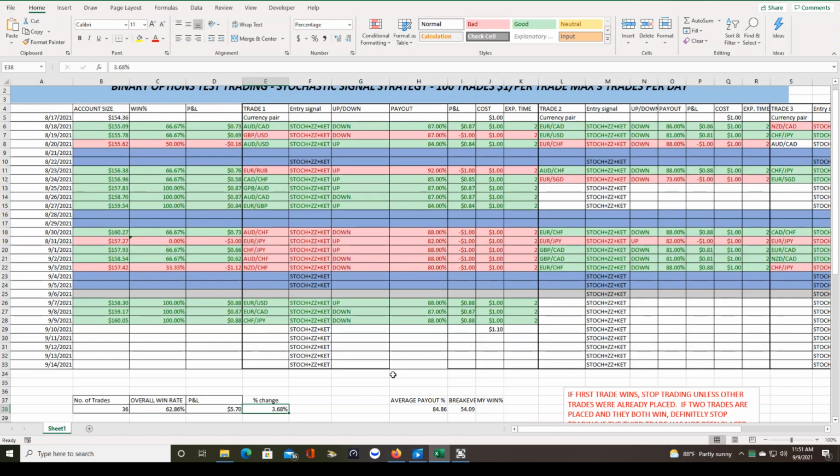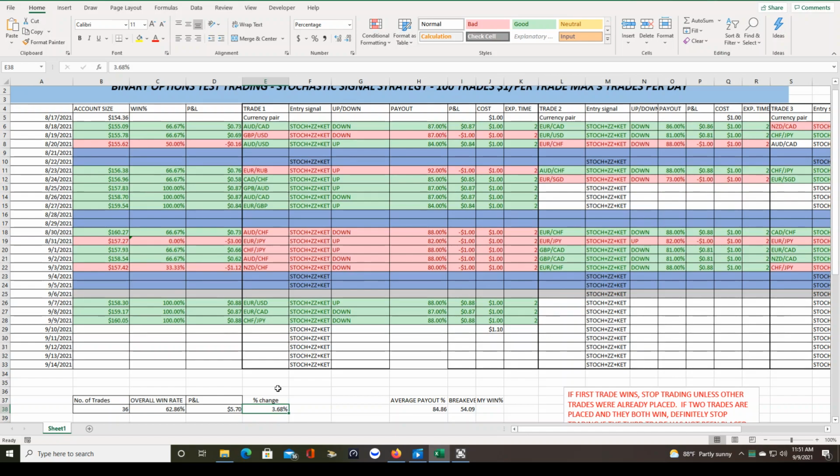So here we are, our overall win rate is 63% basically. And our break-even win rate is 54%, and that's determined by our average payout percentage. And the percent change on the account is 3.7%. Not bad for about 3 weeks of trading and only risking $1 per trade. And the P&L, again, is only $5.70, but we are only risking $1 per trade. So the next trade that I take tomorrow, if there is a setup, it will be with $1.10, because basically that's where the account is right now.